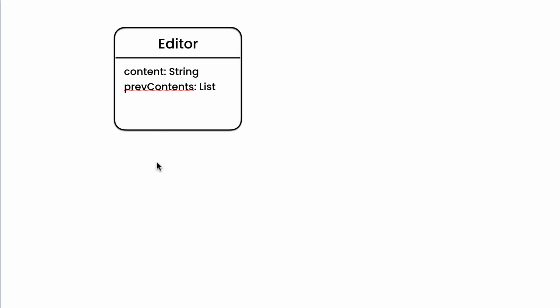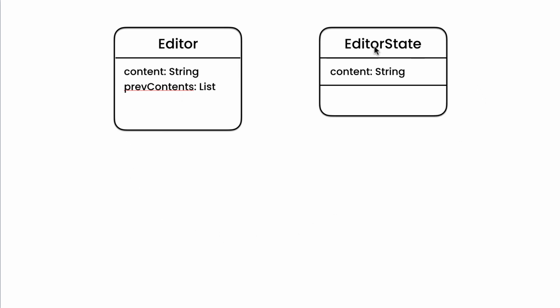Okay, that's better. So instead of having multiple fields in this class, we need a separate class like editor state. This class will be purely responsible for storing the state of our editor at a given time. Currently, we have only one field in this class called content. In the future, we can add title and other fields. All these fields are going to be in a single class, okay?